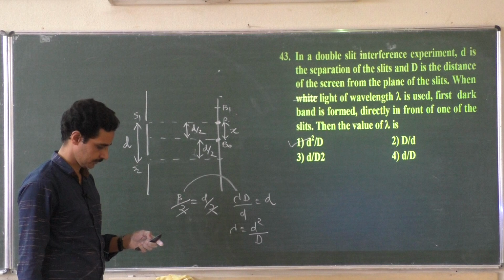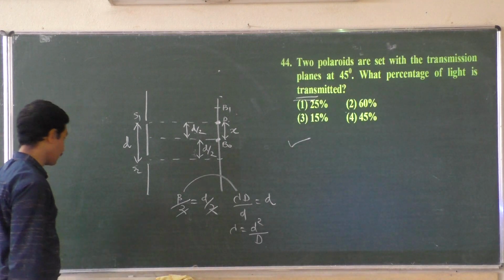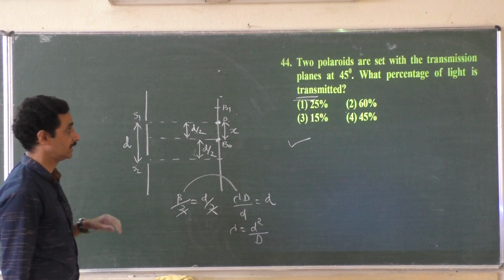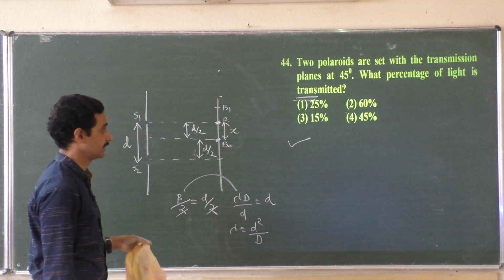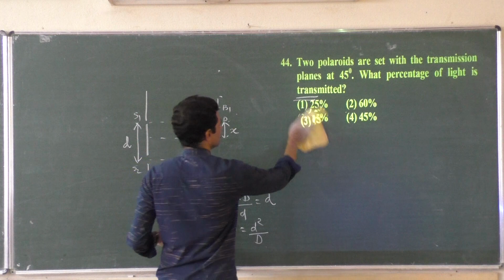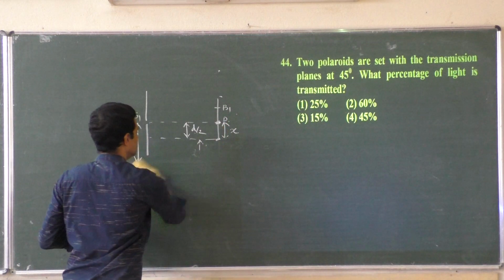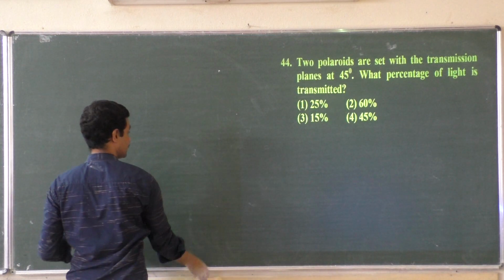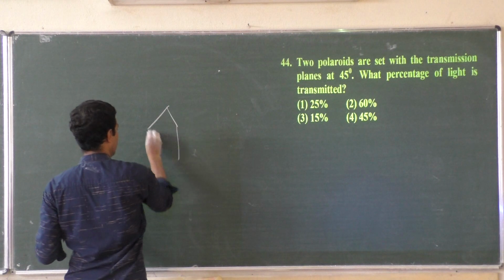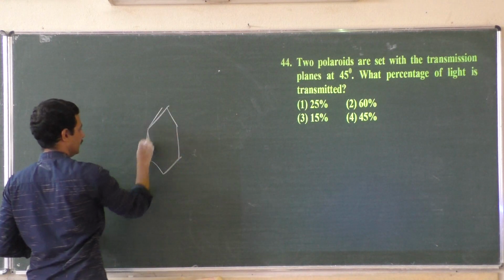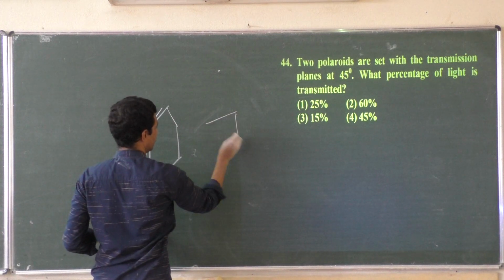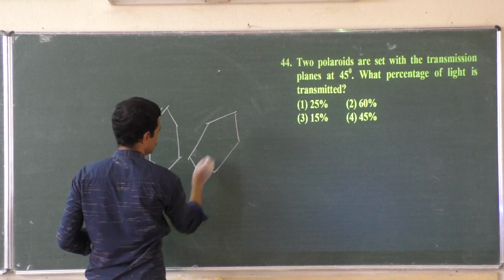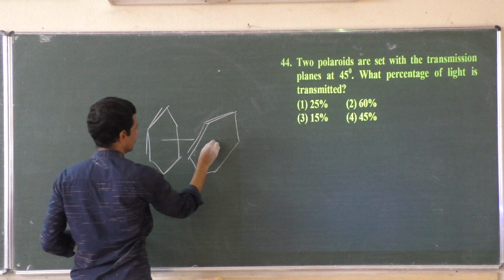44. Two Polaroids are set with the transmission planes at 45 degrees. What is the percentage of light transmitted? Malus's law, right? Two Polaroids, but the first case is not Malus's law. When unpolarized light is incident on a polarizer, that is not Malus's law. Intensity becomes I naught by 2. So like this it comes out.